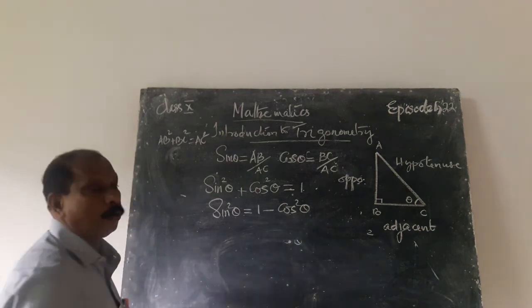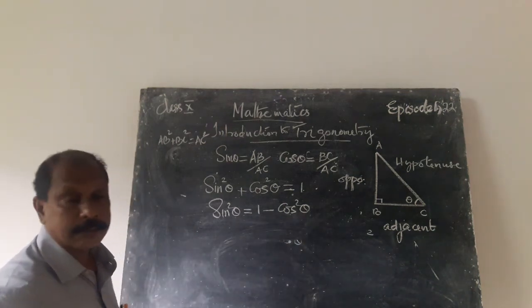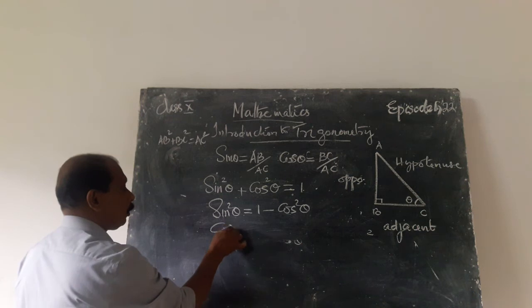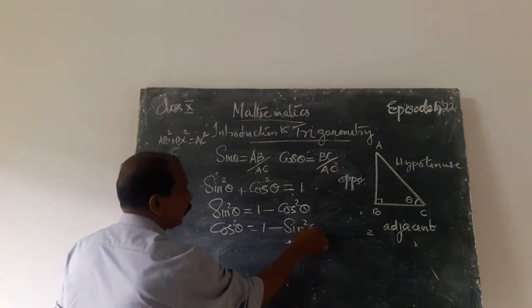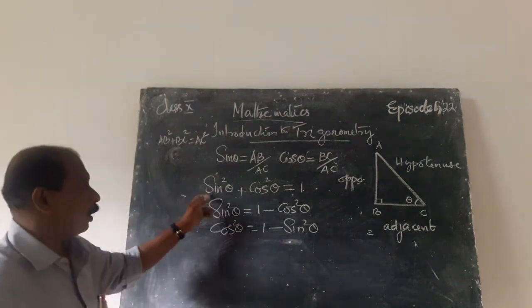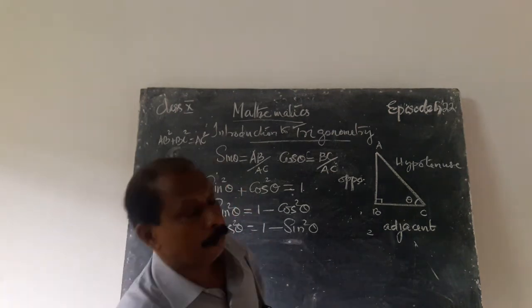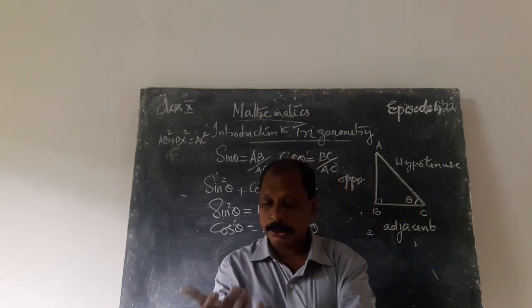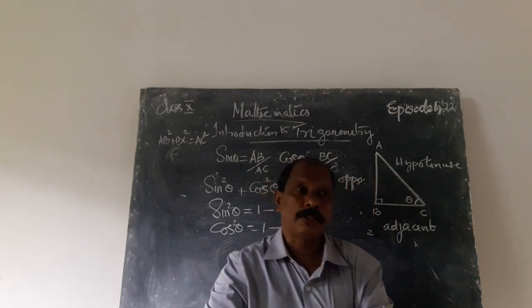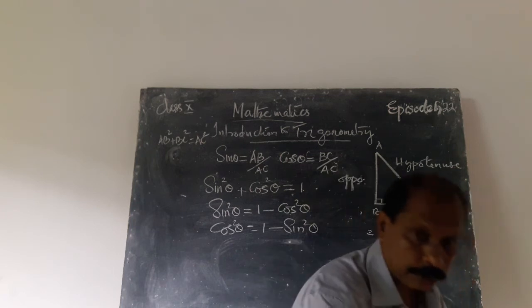Shifting sin square on the right, we get cos square theta is equal to 1 minus sin square theta. That means sin square theta plus cos square theta is 1. From that result we know that sin square theta is 1 minus cos square theta and cos square theta is 1 minus sin square theta.